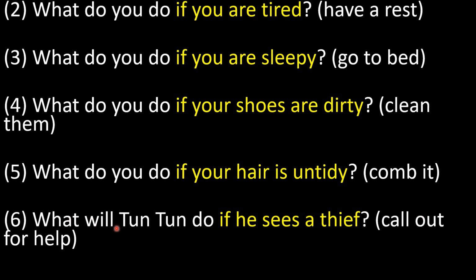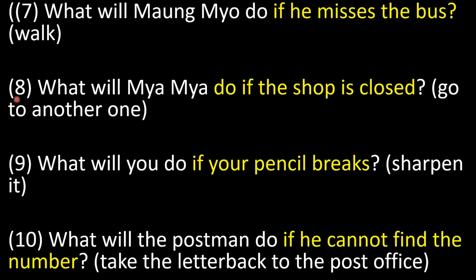What will Tonton do if he sees a thief? Call out for help. If Tonton sees a thief, he will call out for help. What will Maung Myo do if he misses the bus? Walk. If Maung Myo misses the bus, he will walk.